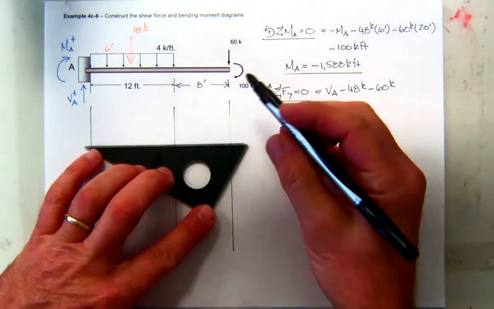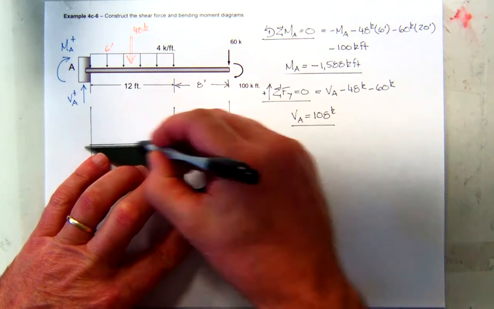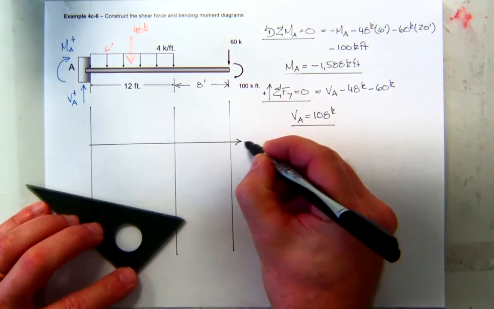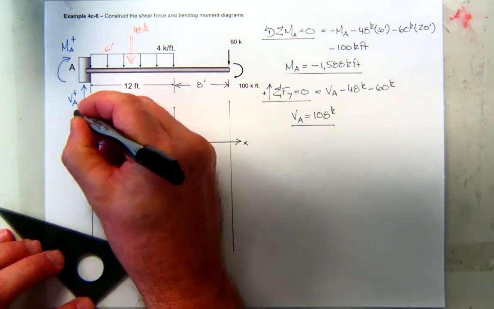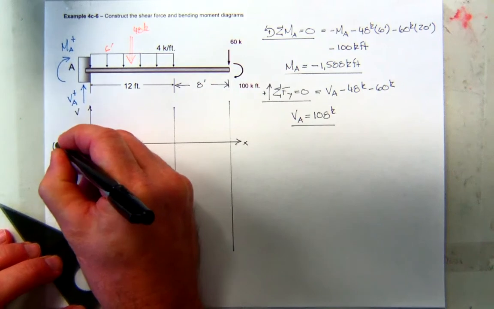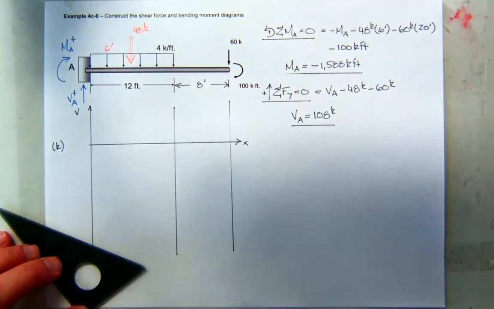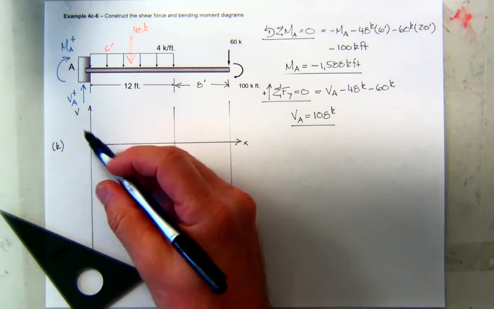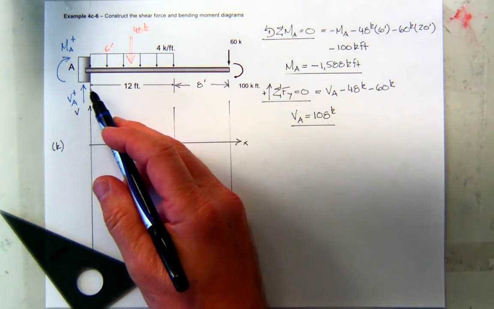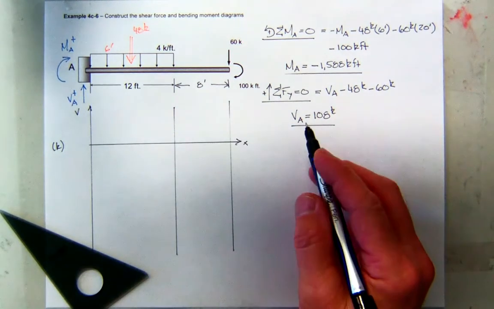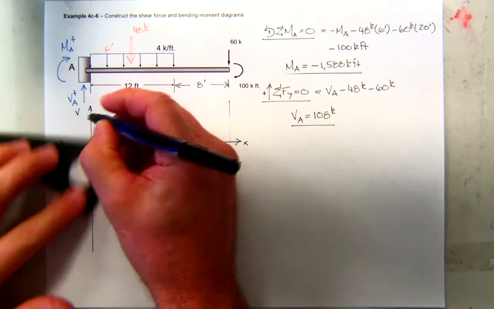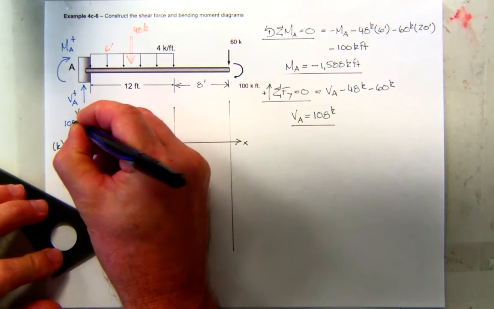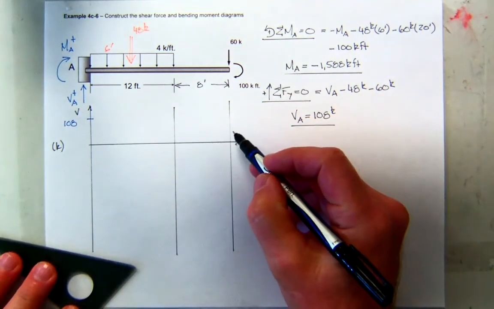So let's do the shear diagram first. There's my positive x-axis. There's my positive shear axis. All these shears will be in kips. And let's start. So what do we know the shear at the beginning value is? That's the shear at A. We solve for that. It's 108. What should the shear value at the free end be?